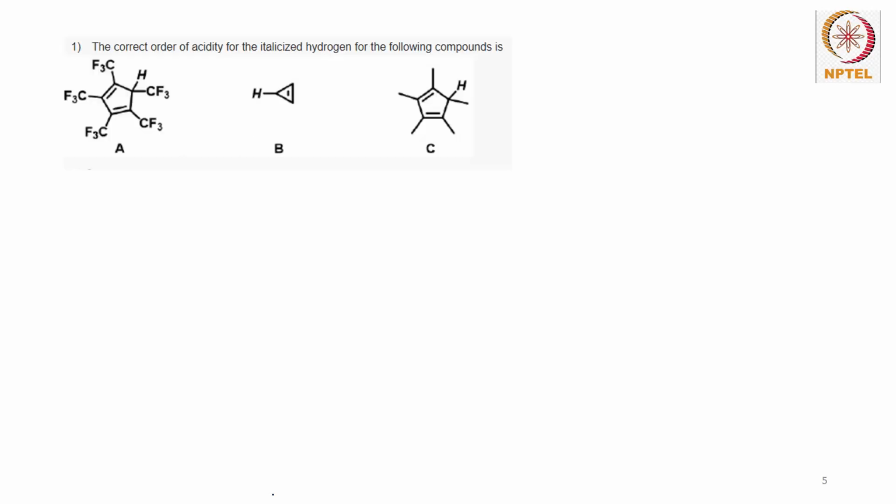Next, this is one of the problems given in assignment 0 by NPTEL. I think many of you have already solved it, but I will explain why we get that answer. They have asked for the correct order of acidity of the alpha hydrogen for the following compounds. Alpha hydrogen means this one. Correct order of acidity means which will give H plus at a faster rate.